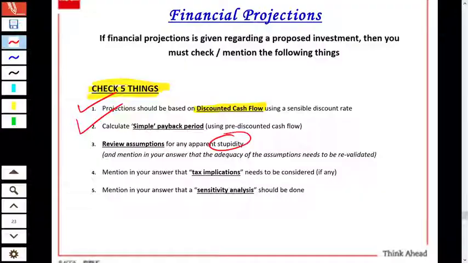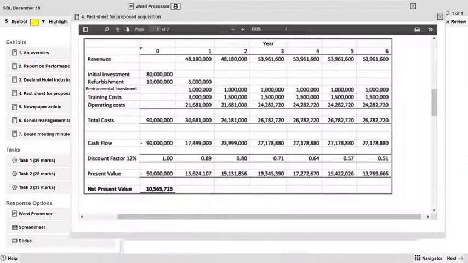So on the checklist, we identified one or two comments just to show the examiner that we are CFO material. And then mention in your answer that tax implications need to be considered, if any. So are there any tax implications considered here? Do you see any tax?